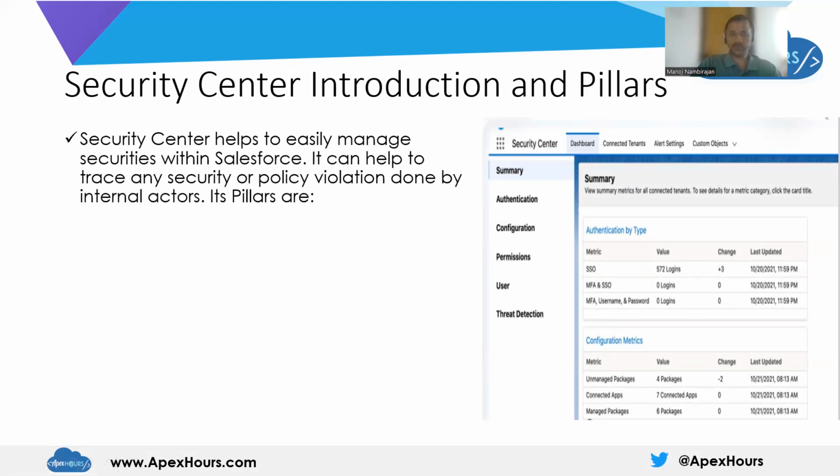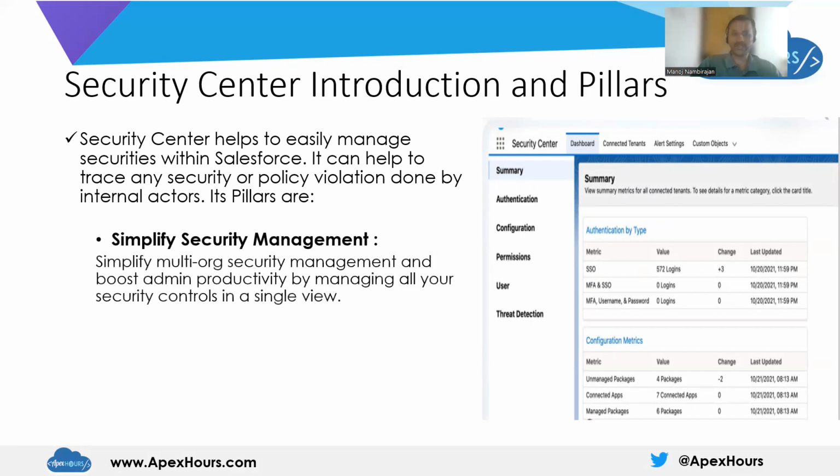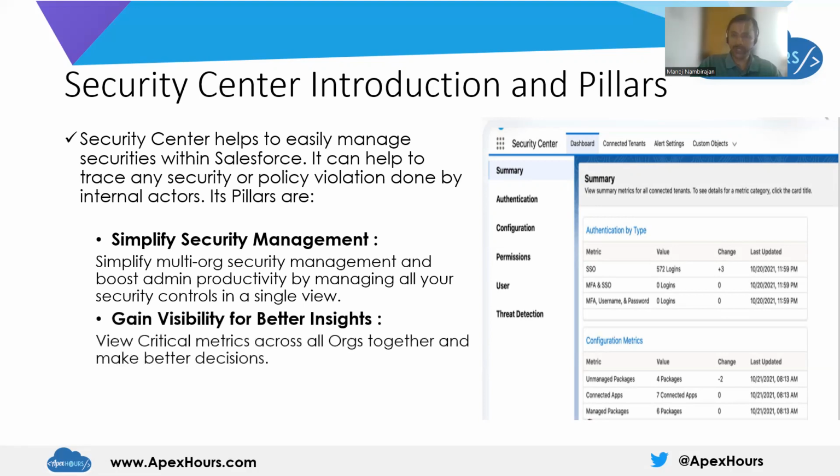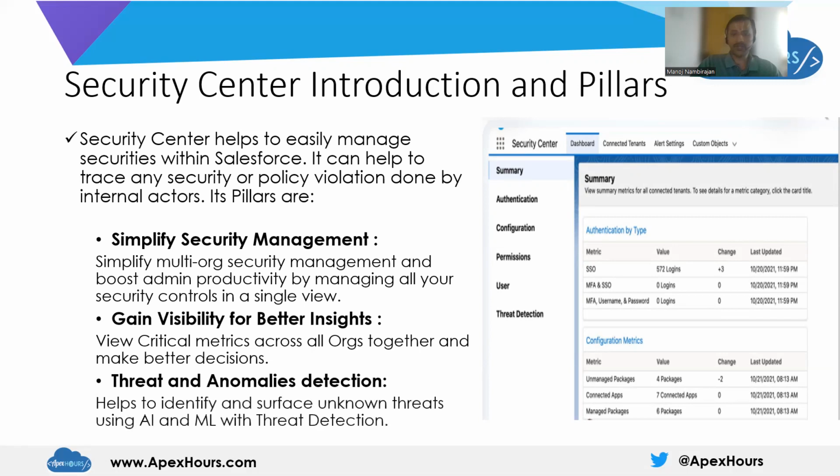As we understood so far, Security Center helps to easily manage your security aspects across Salesforce instances, right? Its pillars are simplified security management, because it helps you to manage your security standards at a multi-org level, and that will boost admin productivity. Then it will help you to gain visibility for better insights, because it will give you a one-stop place, a single view of all the security changes and any policy violations that have happened across all orgs. And then threat and anomaly detection. This is where the event monitoring data comes to the fore, and ML technology is added on top of the event monitoring data to help Salesforce detect any anomalous activities. So these are the three core pillars that we have.